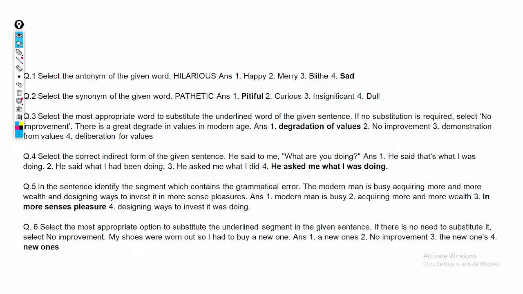Okay, dull means which is not bright. So I think these three are not correct, and the perfect synonym for pathetic is pitiful, which is something very sad, which is full of pathos. The word pathos means sadness. Pathetic, sadness, pitiful, all these are related words.